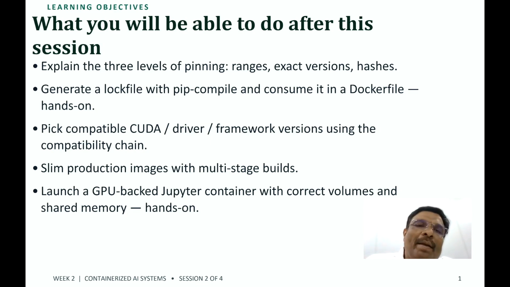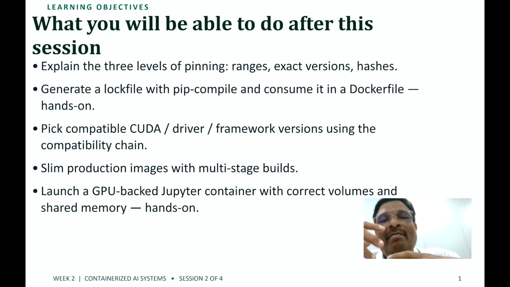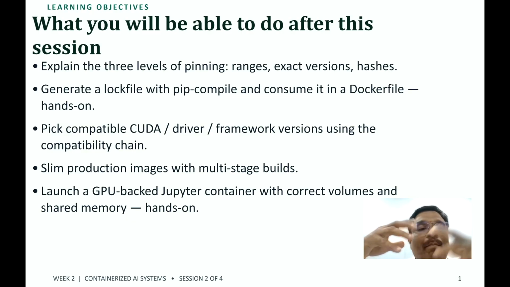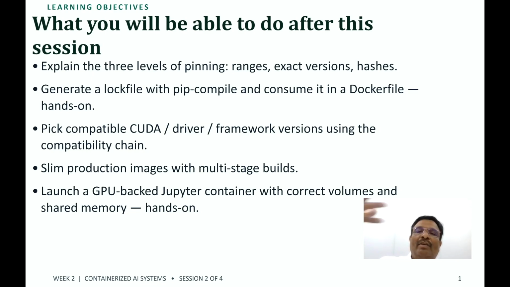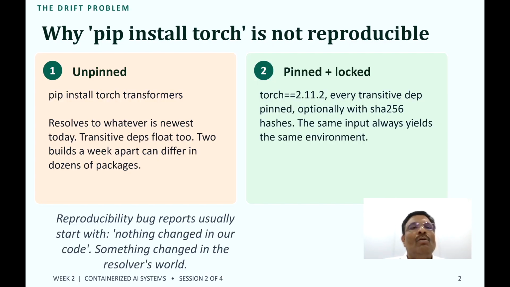So we have been using pip: pip install torch, pip install TensorFlow, and so on. But why do we use pip compile? And how do we use it in a Dockerfile for hands-on applications? Then, how do we pick a compatible CUDA driver framework version using the compatibility chain? How do we come up with a multi-stage build for production images? And how do we launch a GPU-backed Jupyter container with correct volumes and shared memory as a hands-on for this session? So this is a major drift problem.